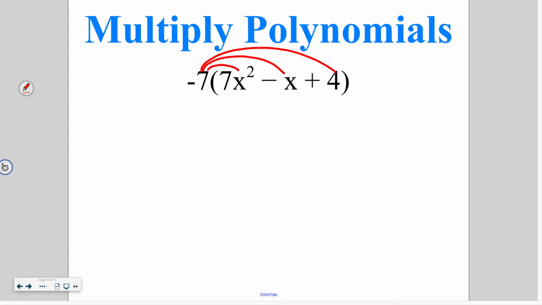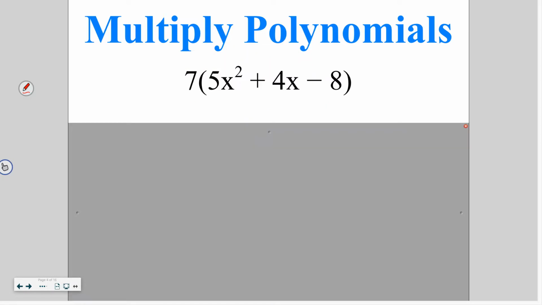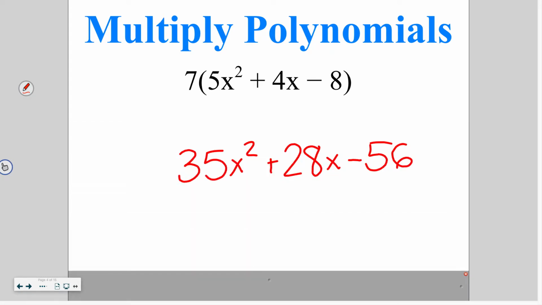So we've got negative 7 times 7x squared. Negative 7 times 7 is going to give us negative 49x squared. Then I've got negative 7 times negative x. Negative times negative is a positive 7x. And then I've got negative 7 times positive 4, which is going to give me negative 28. So it's just the same as the distributive property when we have a number on the outside. Go ahead and try this one on your own. 35x squared plus 28x minus 56.